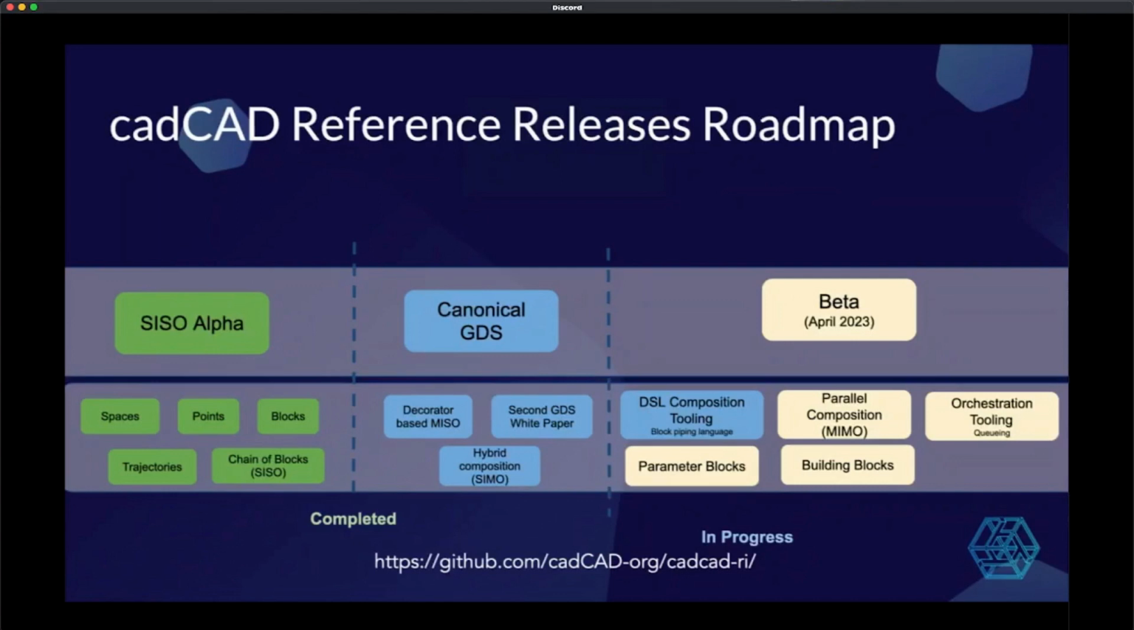Then further down the road will be beta. We'll have some subsequent alpha releases, and then beta, we're targeting for April 2023, public beta. With this, we will also want parallel composition, which gives us multi-input, multi-output. So by beta, we'll support single input, single output; single input, multi-output; multi-input, single output; and then with beta, multi-input, multi-output. Then you can basically model any sort of system you want with these block compositions.